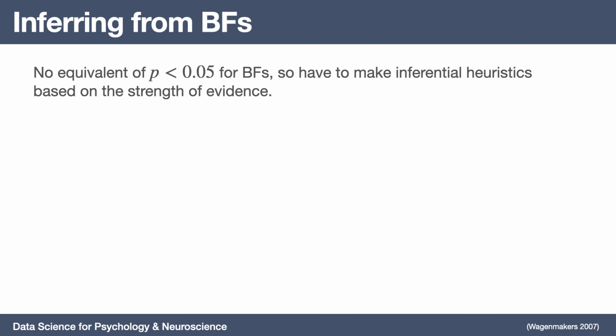There's no equivalent for p less than 0.05 for Bayes factors. So there's not an equivalent version of a threshold for a Bayes factor. That's because the unit itself is so meaningful. The unit values are in probabilities or ratios of probabilities. So you have to make your inference heuristics based off of the strength of the evidence. It isn't an existential proof like a p-value. It's an evidentiary proof. There's degrees of evidence for one model against another.